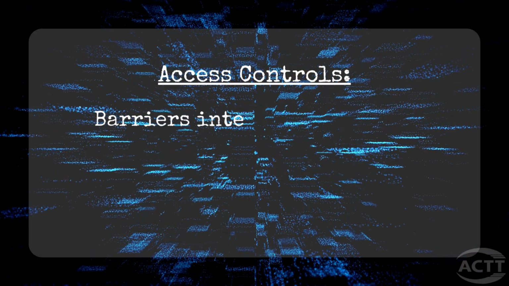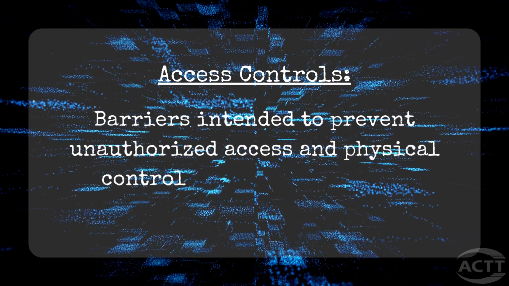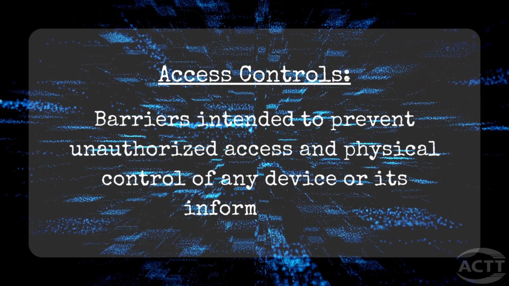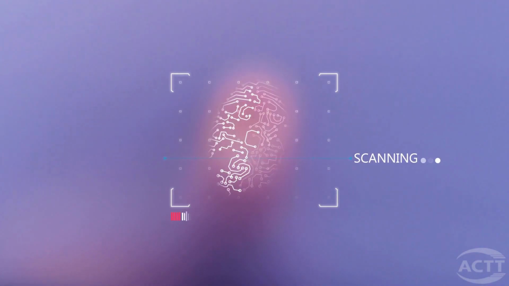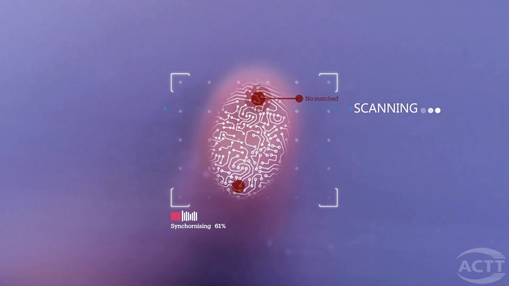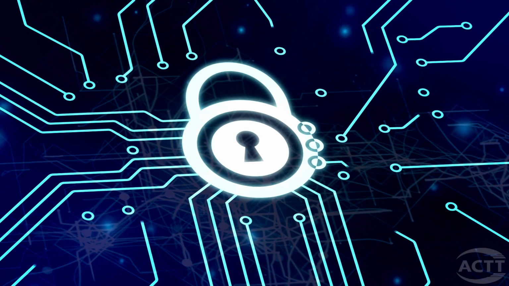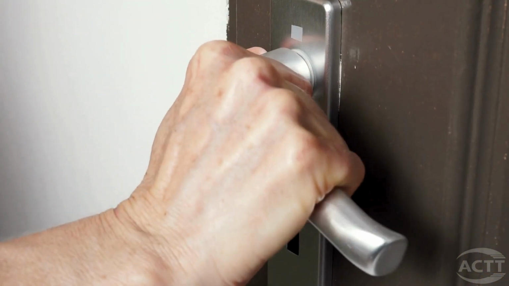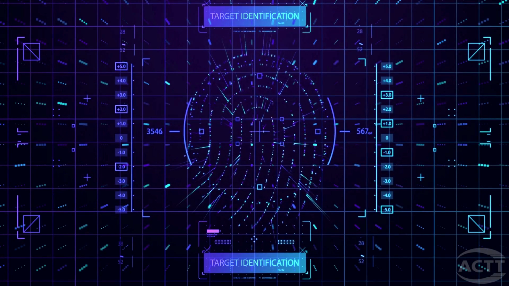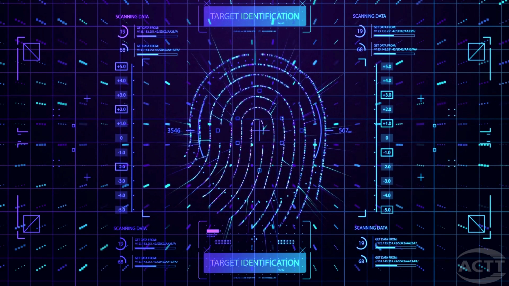Access controls are barriers intended to prevent unauthorized access and physical control of any device or its information. The goal of access controls is to restrict access to only those that should have access to the device and or the data it contains. This may look like using locks, like simple key locks on doors or cabinets, but can incorporate more sophisticated methods like biometric scanners or access cards.